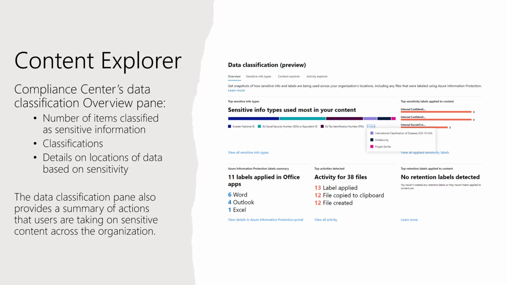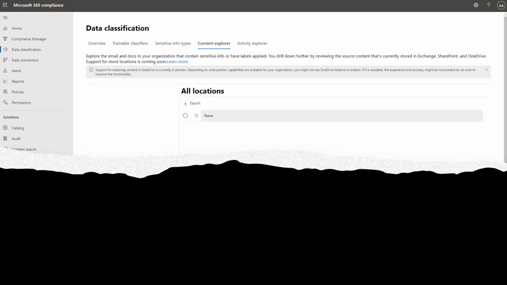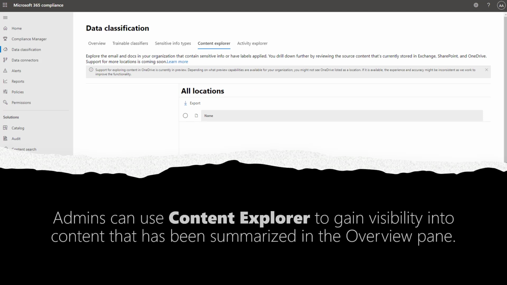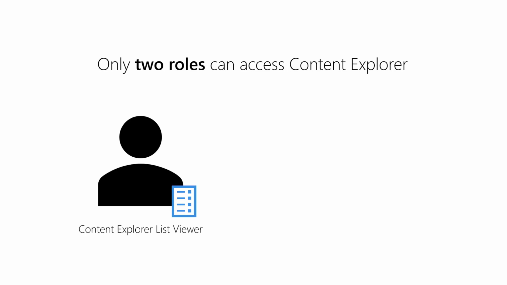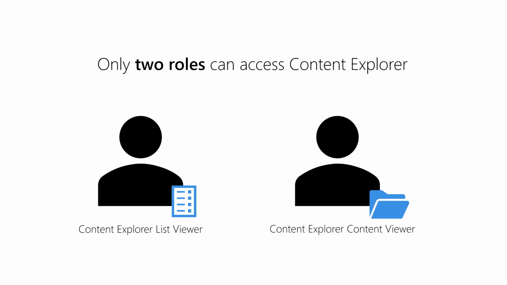The Content Explorer is available as a tab in the data classification pane of Compliance Center. Admins can use it to gain visibility into the content that has been summarized in the overview pane. Because Content Explorer allows you to read the content of scanned files, access to it is tightly restricted. As a matter of fact, there are only two roles that allow access to Content Explorer. They are the Content Explorer List Viewer and the Content Explorer Content Viewer. Unless you have an account in at least one of these role groups, you can't access Content Explorer.